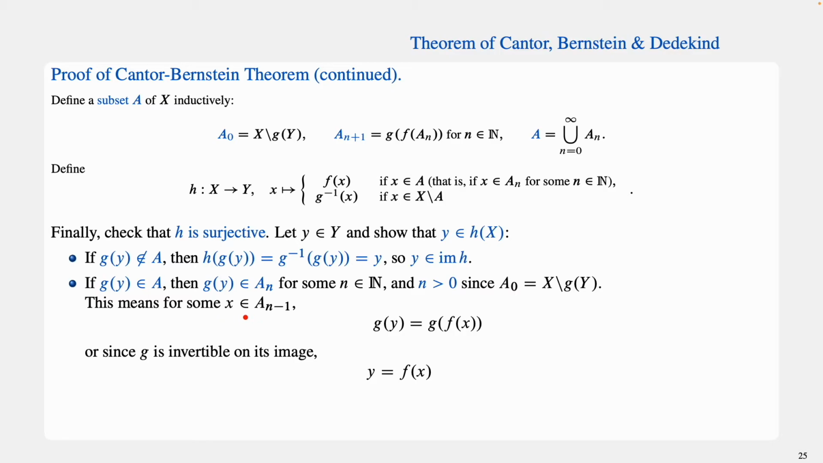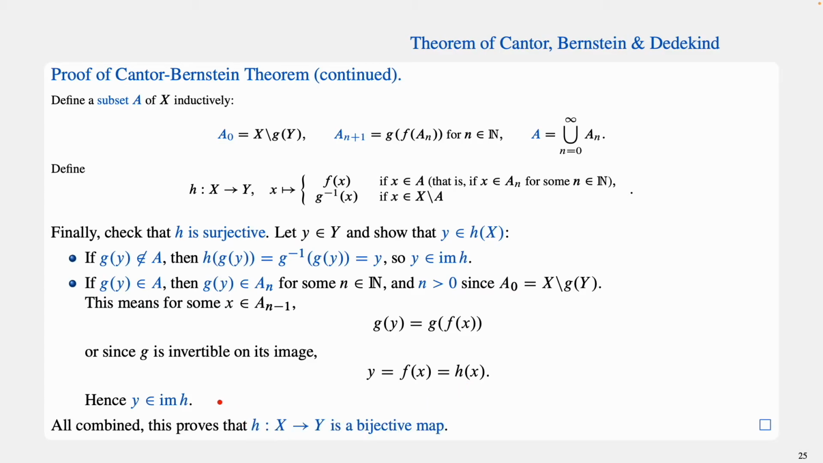But this x from A_{n-1} in particular is in A, so applying f∘f to this x is the same as applying h to x. So again, we found that y is contained in the image of h. This means h is surjective, and all combined, it being injective and surjective, that proves that h from X to Y is a bijective map.